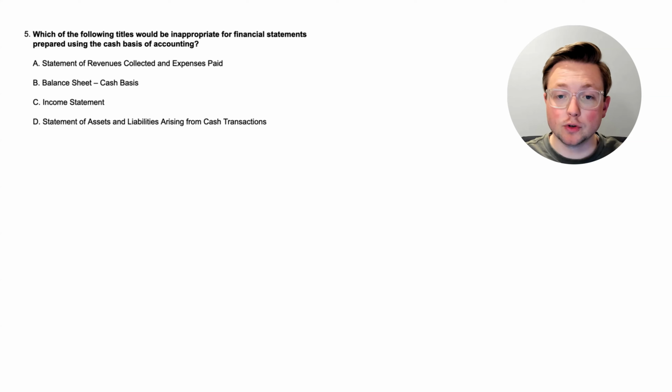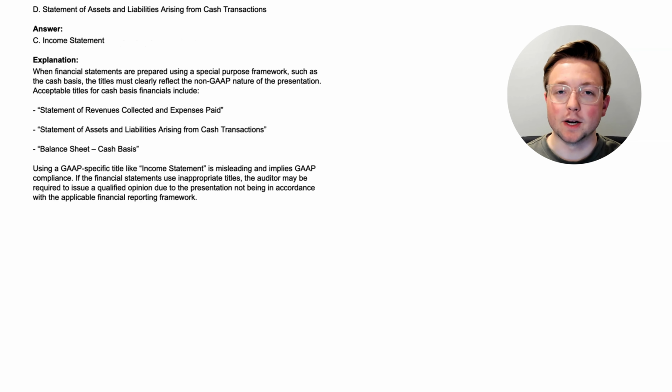Option A, statement of revenues collected and expenses paid. Option B, balance sheet on cash basis. Option C, income statement. Or option D, statement of assets and liabilities arising from cash transactions. So which one should they not use if they're on cash basis? You can probably figure this out just by thinking through it, but if you want, pause the video and come back when you're ready. All right, here we are. The answer is C, income statement. So that one would not be appropriate for cash basis financials. Let's go through this.